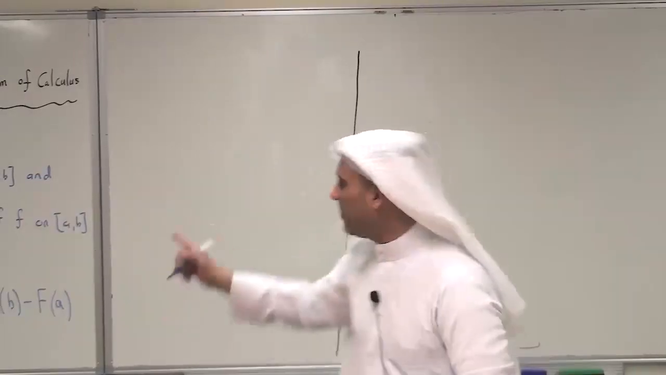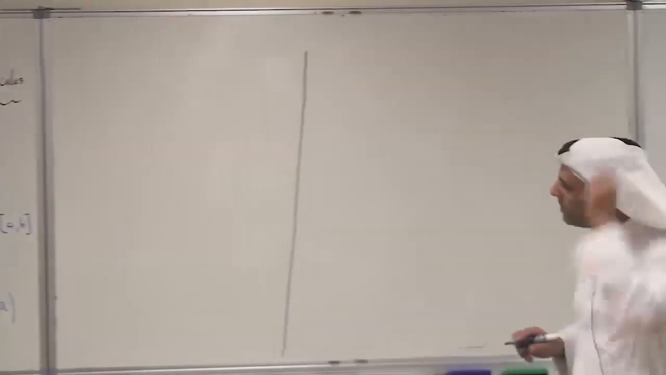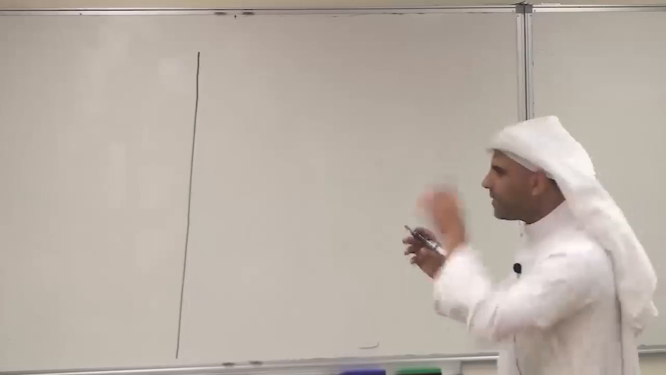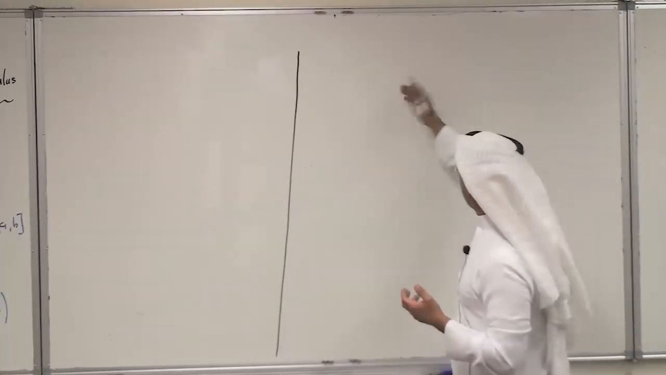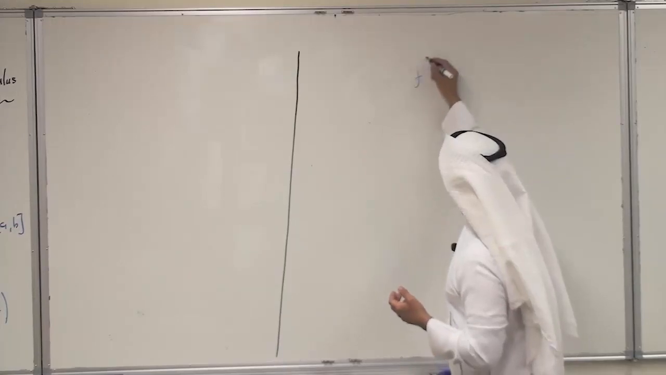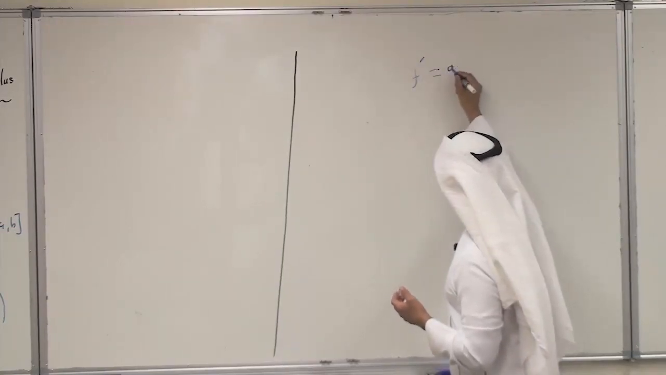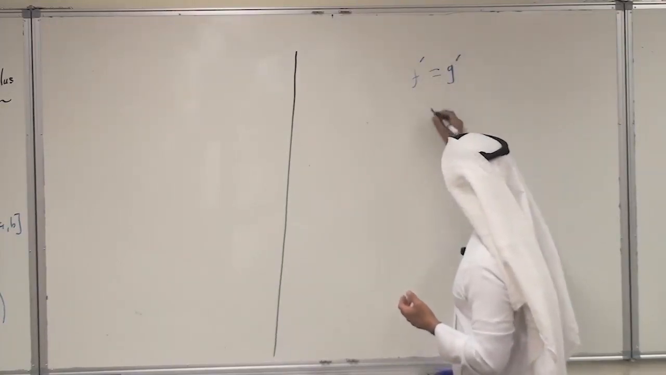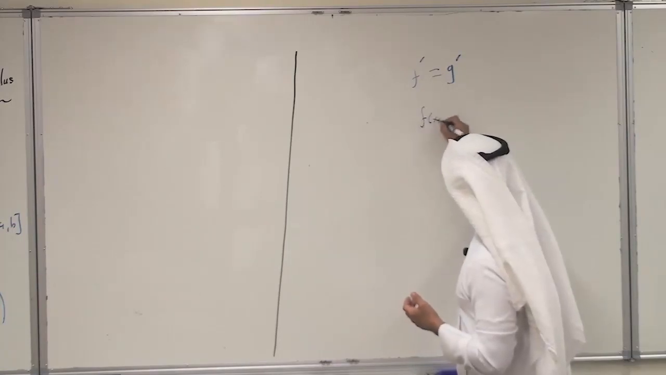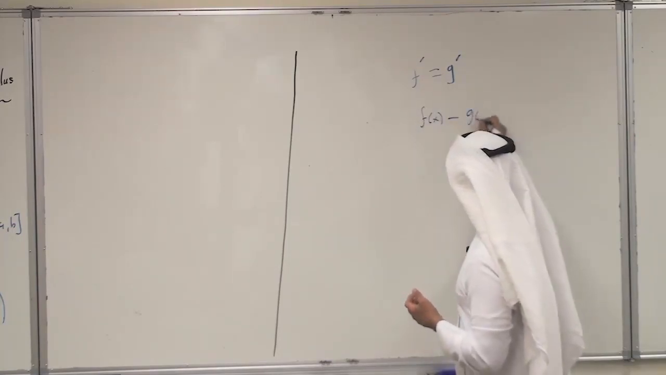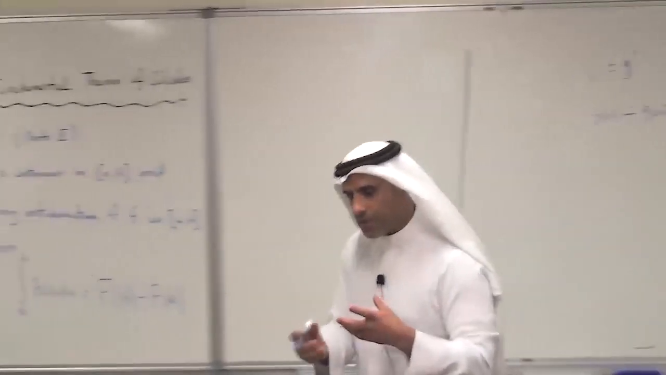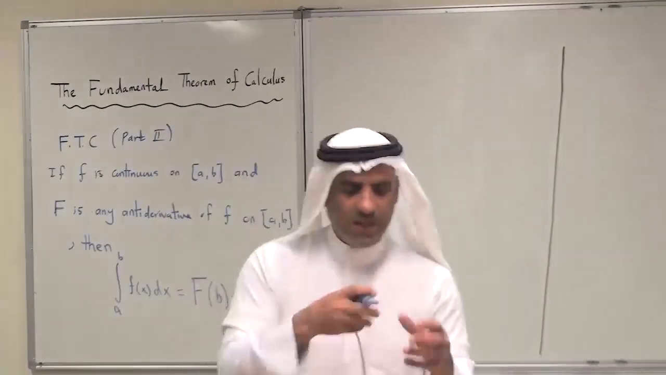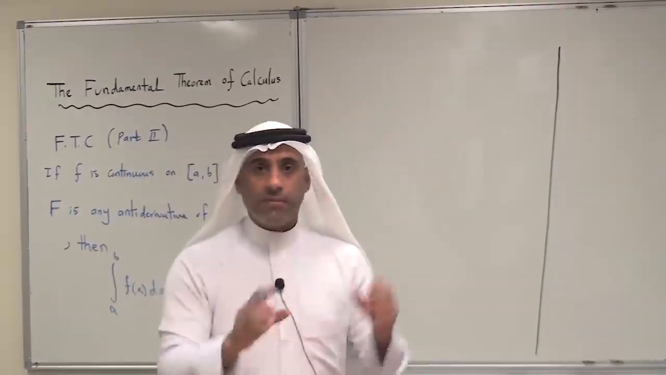To get an idea about the second part of the fundamental theorem of calculus, I will remind you of something we have done in calculus 1. If we have two functions whose derivatives are the same, f prime equal to g prime, then you know that f of x minus g of x will always be what? A constant. They differ by a constant. Two functions that have the same derivative differ by a constant.